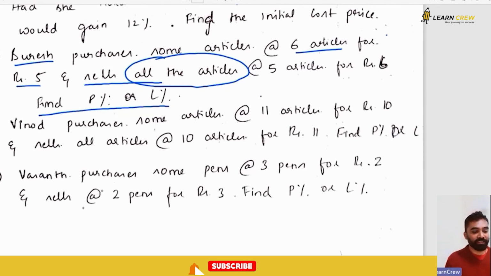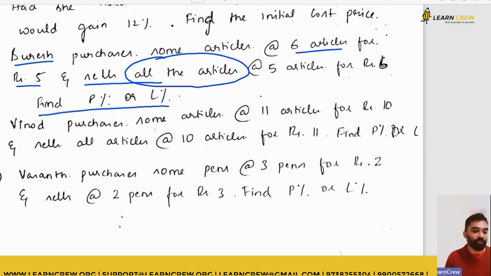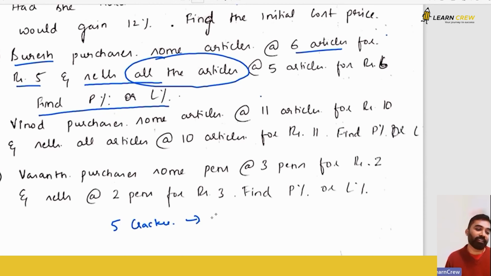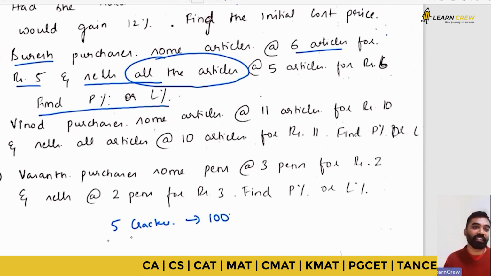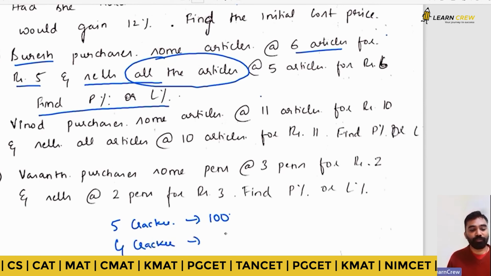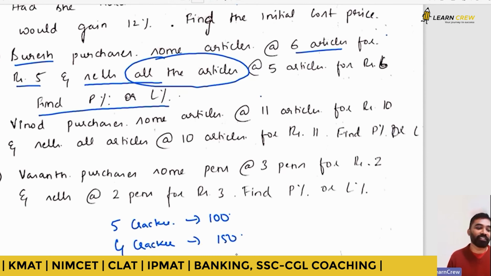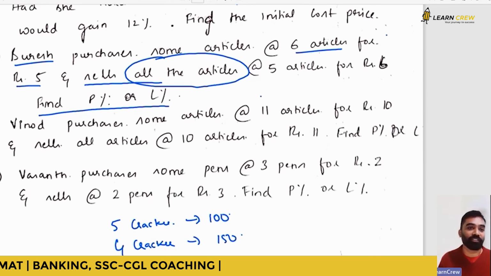So let us keep it simple this time. You are buying 5 cracker boxes at rupees 100 per box, and you're selling 4 cracker boxes at rupees 150 per box. Now they're asking you whether you're going to make a profit or a loss. What are you going to tell?